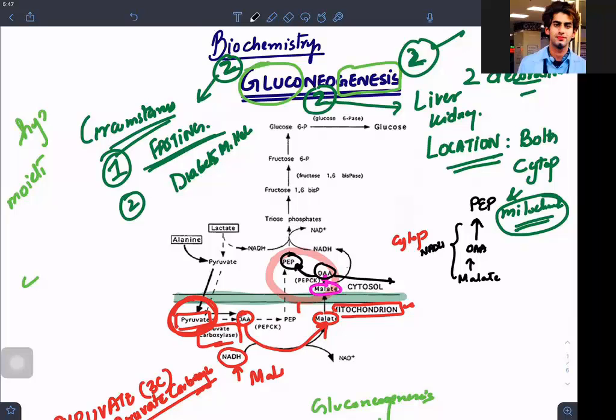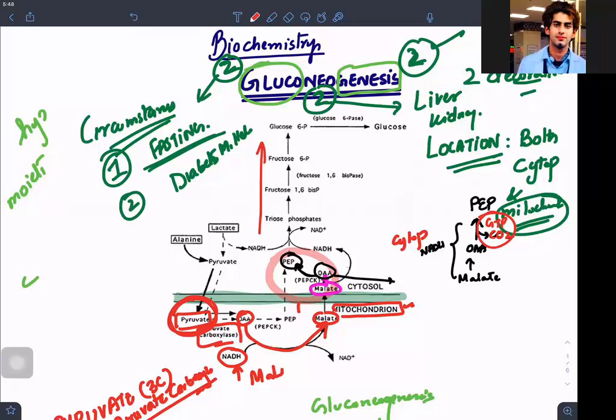So this 3-carbon compound can be produced from oxaloacetate, which is a 4-carbon compound. You will be doing a decarboxylation reaction with the production of GTP. So in this reaction you will be writing that you are having CO2 and GTP. You have to remember this point. And you are getting phosphoenol pyruvate. The rest of the steps you can understand.